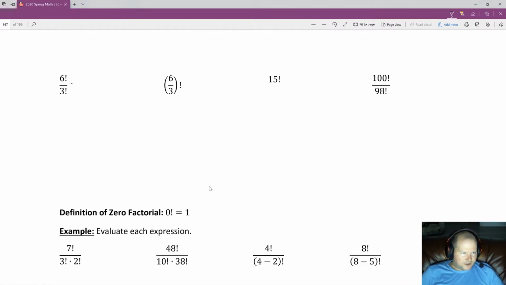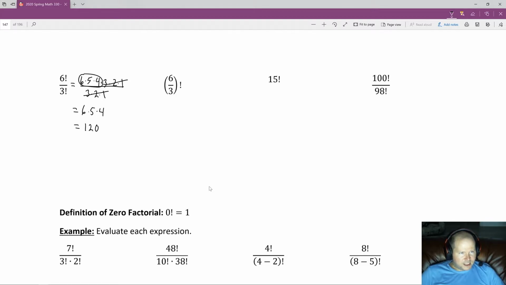6 factorial divided by 3 factorial. I'm going to expand this completely, and then I'm going to show you a trick. That's equal to 6 times 5 times 4 times 3 times 2 times 1, right? And 3 factorial is 3 times 2 times 1. Okay, so the 3 times 2 times 1 are going to cancel out, leaving me 6 times 5 times 4 in the numerator. So the answer is 6 times 5 is 30, 30 times 4 is 120.